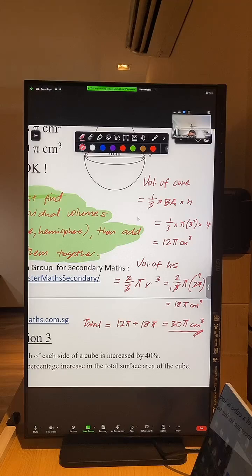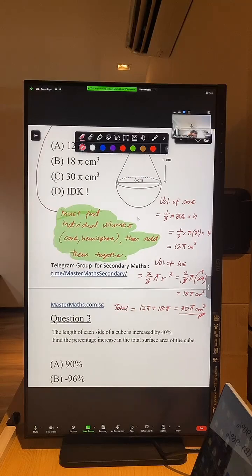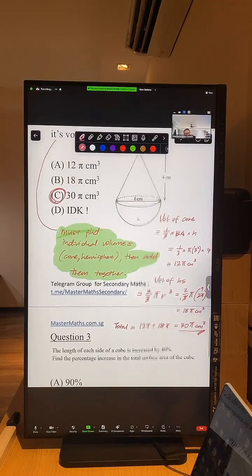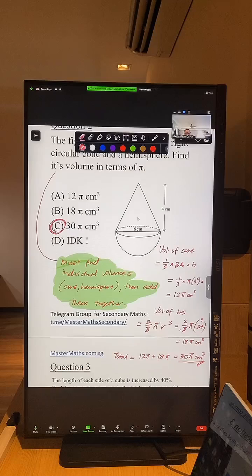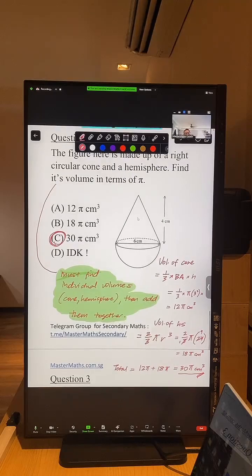I hope I'm not putting you all to sleep, guys. So the answer is C. Those who got C, well done. Congratulations, you've gotten it correct. Those who didn't get the answer, never mind, try harder next time. So it's not 12, it's not 18, it is 30 pi cm cube.